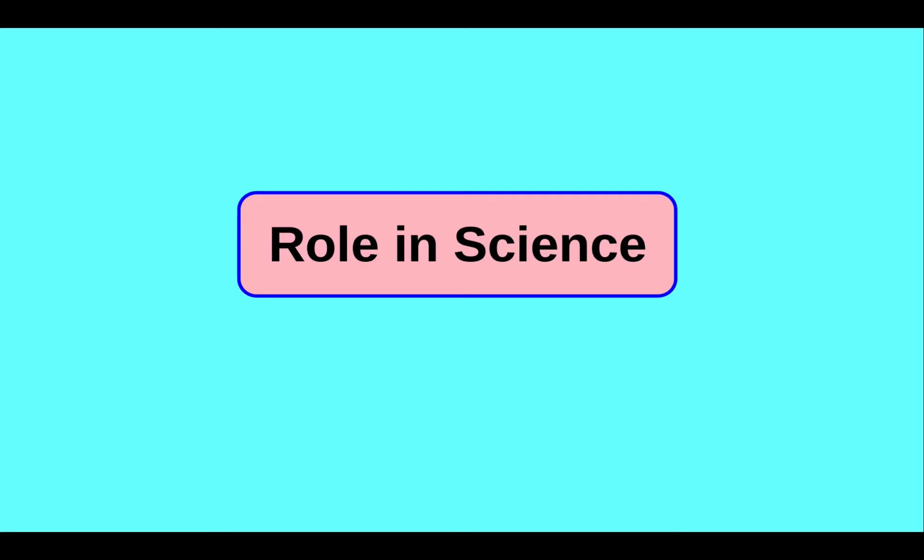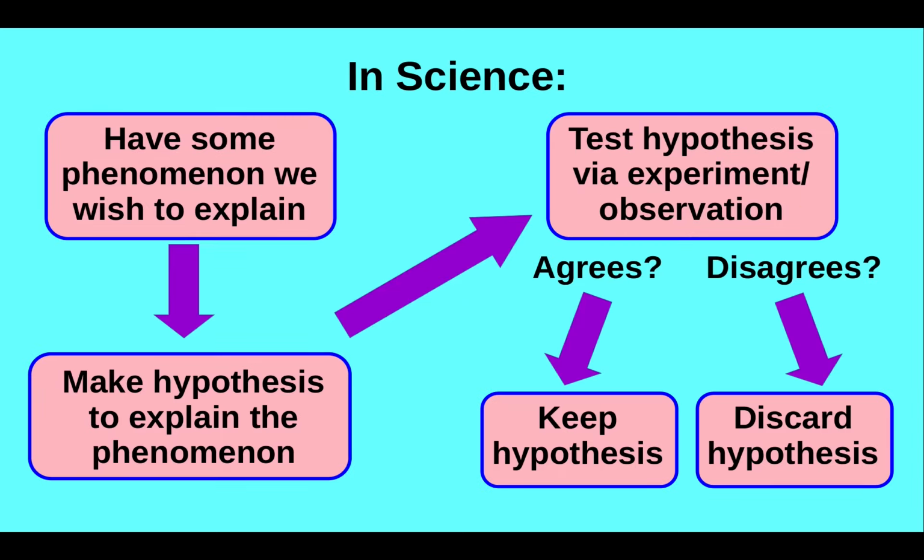Okay, now let's look at the role of measurement error in science. In science, we, roughly speaking, use the following procedure. We have some phenomenon that we observe in nature that we wish to explain. So we make a hypothesis to explain the phenomenon, and then we test that hypothesis using experiment and observation. If the experiment or observation does not agree with the hypothesis, we discard the hypothesis. However, if it agrees, we keep the hypothesis around for future tests.